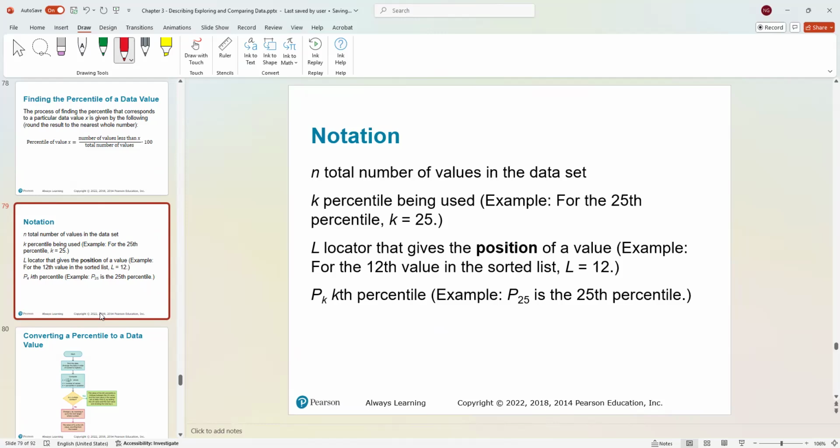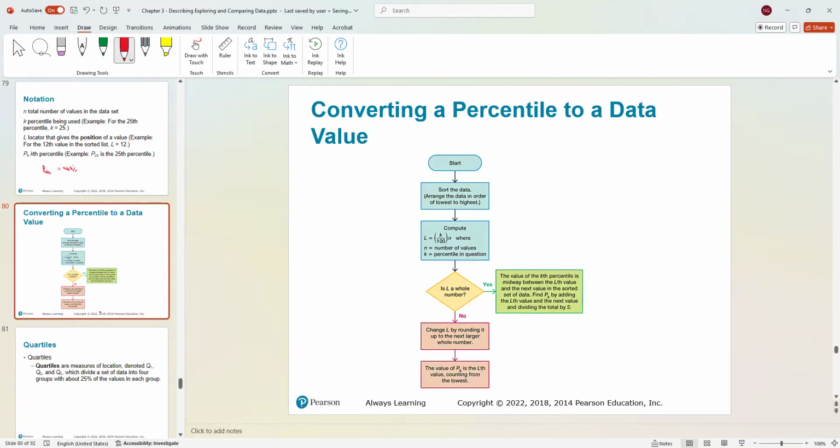Pk, percentile, like 25%, as we said. If you see P40, that means 40%, right? Now, how to convert in percentiles? We give you that organigram. So sort the data, arrange the data in order from lowest to largest. You compute L, where L equals K over 100 times N, N is the number of values, K is the percentile in question.